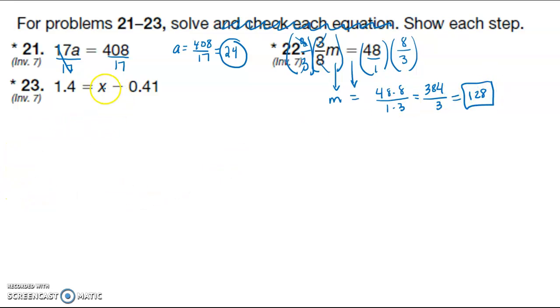Okay, and then here I'm going to add, because my variable is first. If my variable were second, I would subtract. So this is going to go away. My x comes down, my equals comes down. 1.4 plus 0.41 is 1.81. Where's my little dot? There it is.